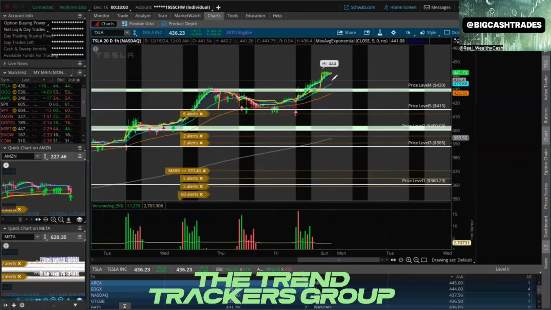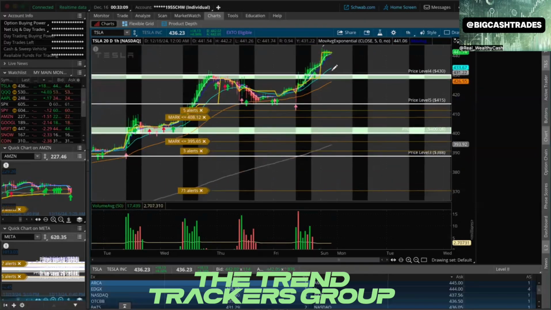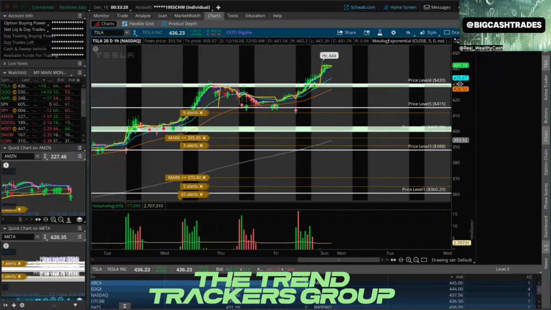Because it's looking like we want to catch a pullback right here to this 430. As you can see, this lines up. This is my 21 EMA right here. So this is one of my indicators. The 21 EMA is light blue. My 50 is orange. And this right up here is my 8 EMA, and that's royal blue.